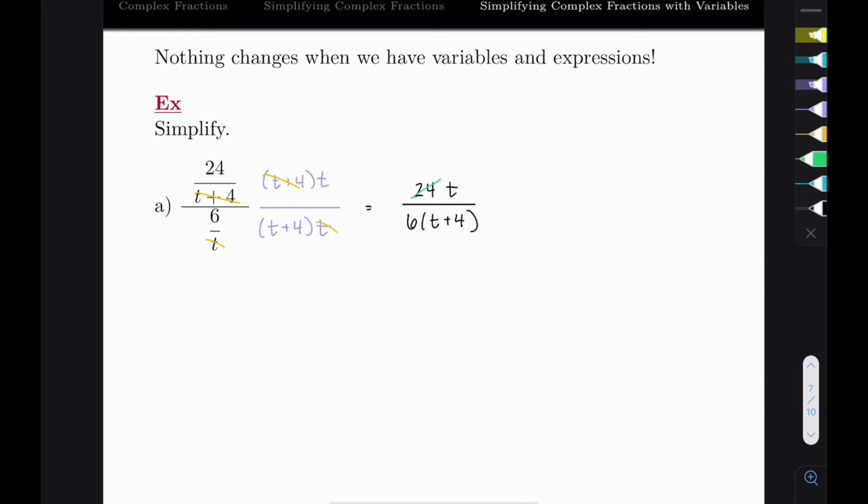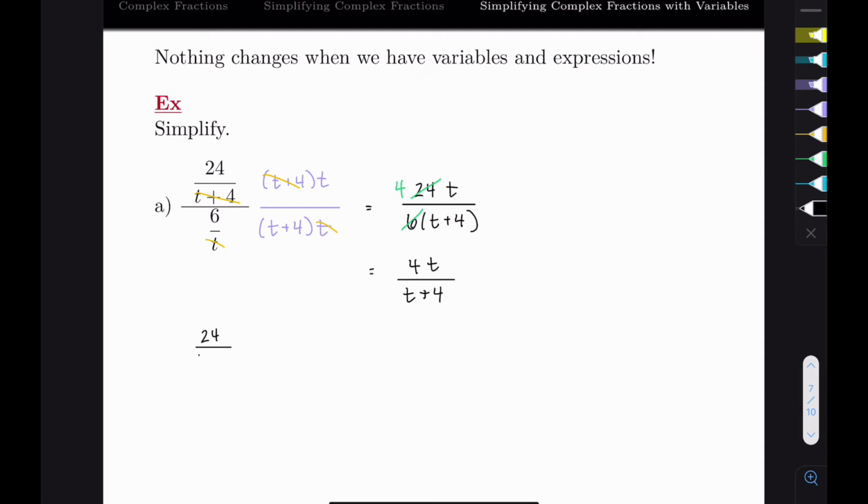So we've got 24 over 6, which leaves us with 4. And so that leaves us with 4t over t plus 4. Okay. So that would be using this second method. But again, I'm personally a fan of the first one.